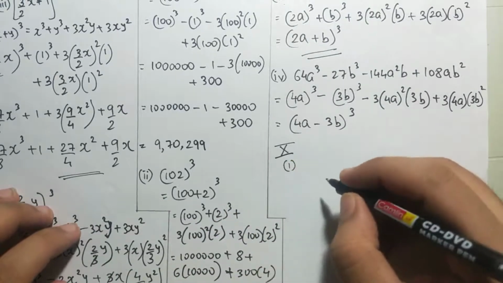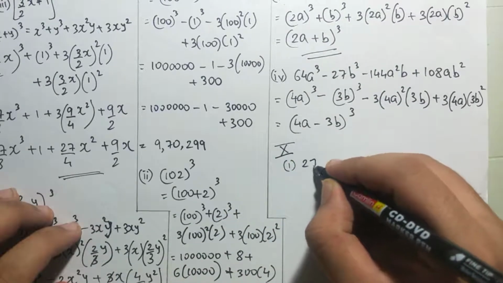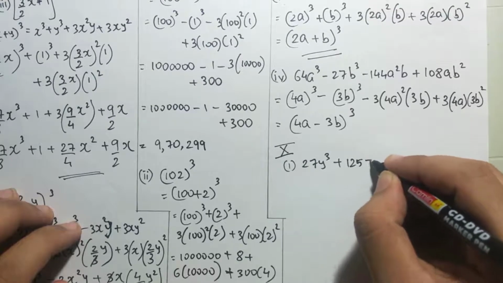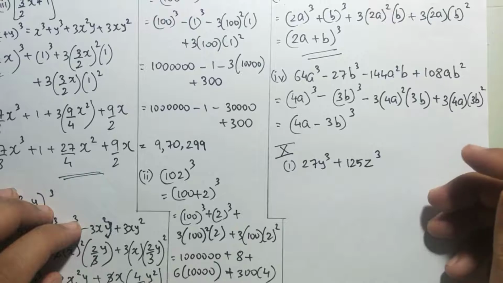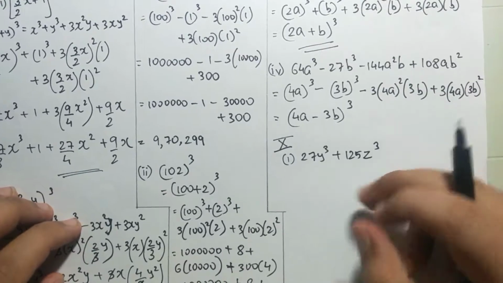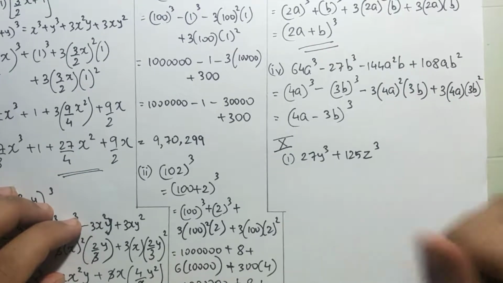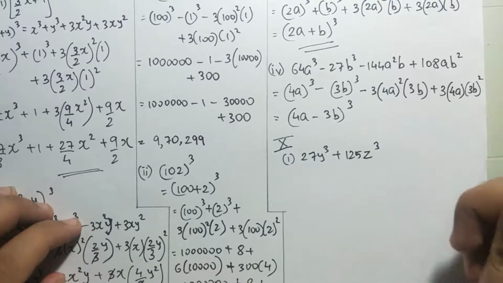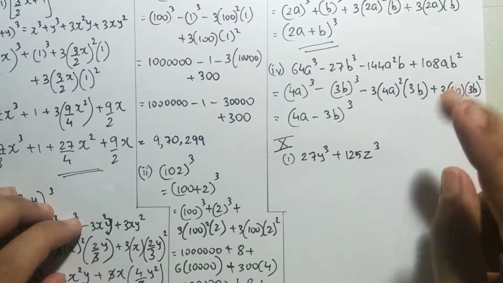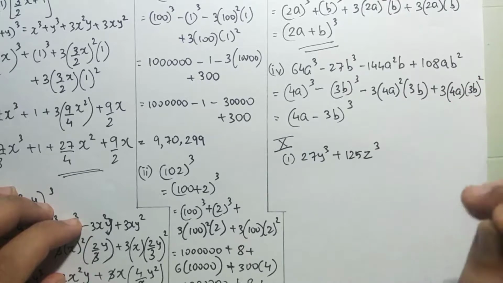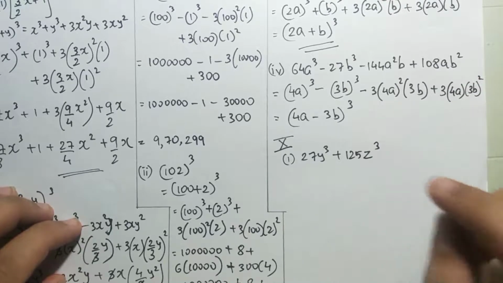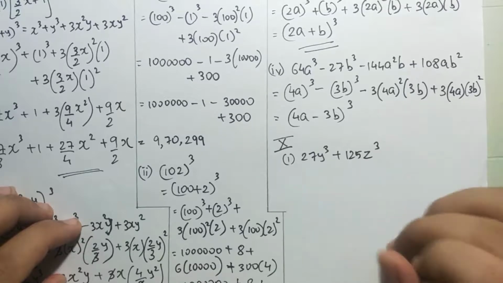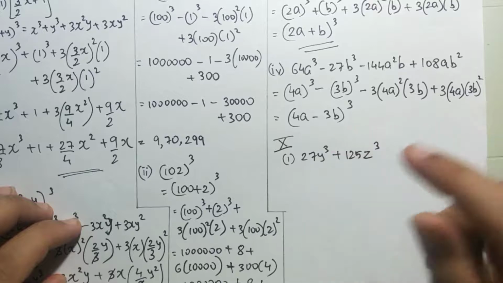The first question in 10th sum is 27y cube plus 125z cube. Again, there are two terms. Anything common in two terms? No. Is it x square minus y square? Because checking every option is important. We have learned earlier that if there are two terms, it can be a square minus b square or x square minus y square. Does it look like x square minus y square, meaning the first term and last term are squares? No. Now what is the option?